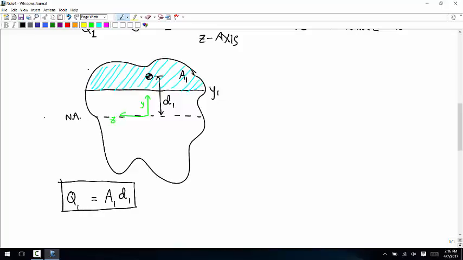So you choose a line, calculate the area above that line, figure out where the centroid of that area is, and then multiply the area times the distance from the neutral axis to that centroid. In words, it's complicated to say, but in that picture, it's pretty straightforward, I think. Q is just a mathematical thing we're going to use in our formula for stress.